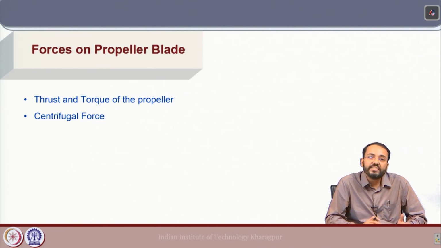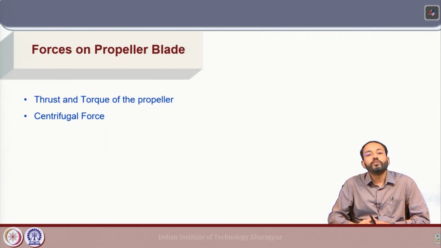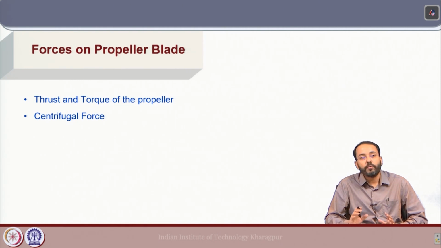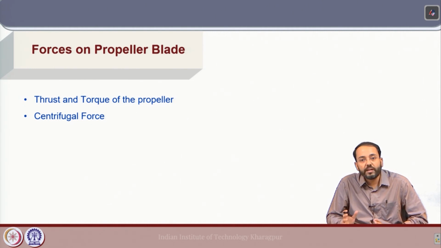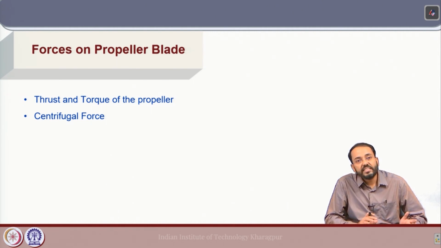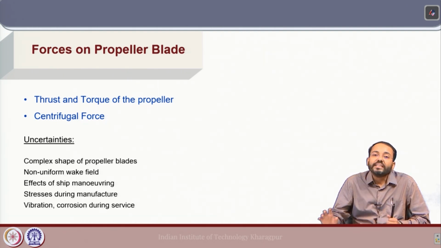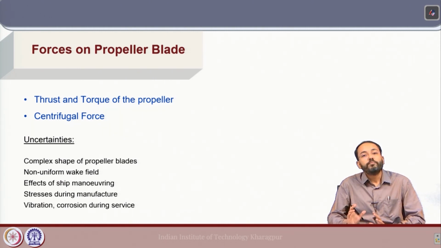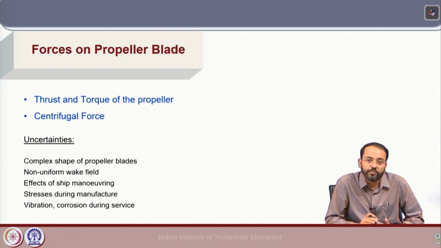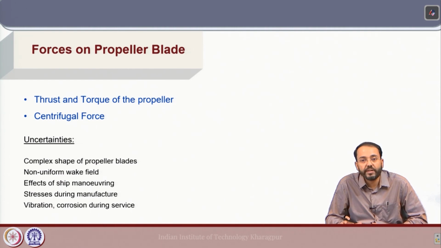And the next part is the centrifugal force, because the propeller blade revolves about the axis, and due to that there will be centrifugal forces on the propeller blade, and we will observe that the rake and skew of the propeller blade impacts the effect of these centrifugal forces in the form of moments. Now, these are very simple estimations of the bending moments on the propeller blade from which the stresses can be calculated.